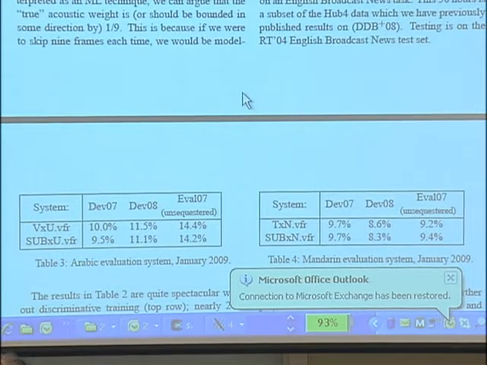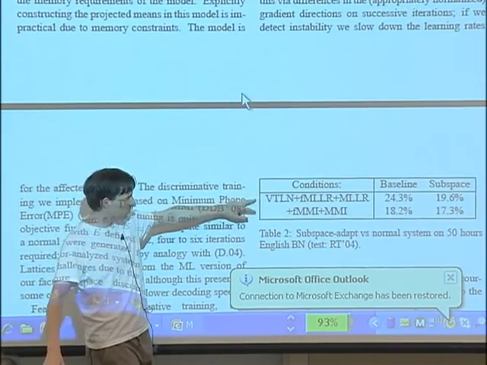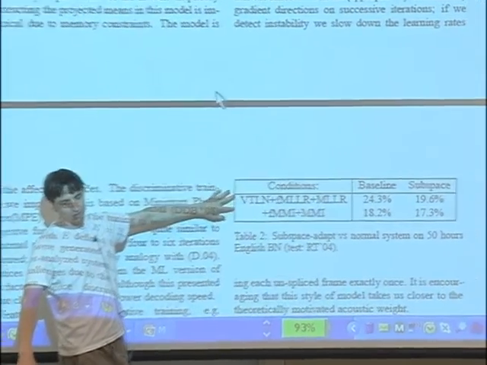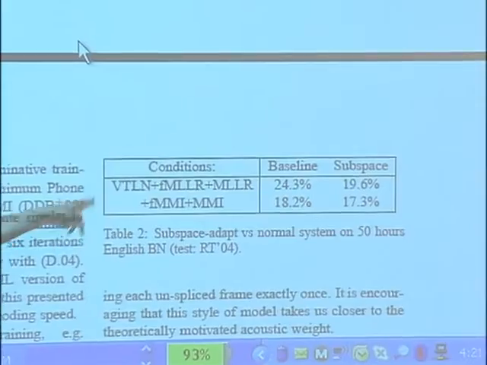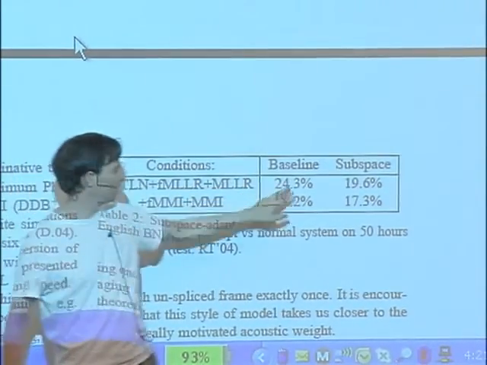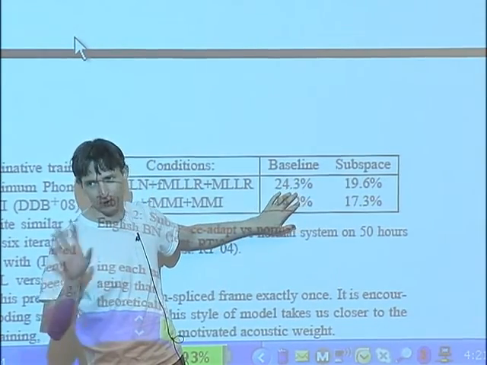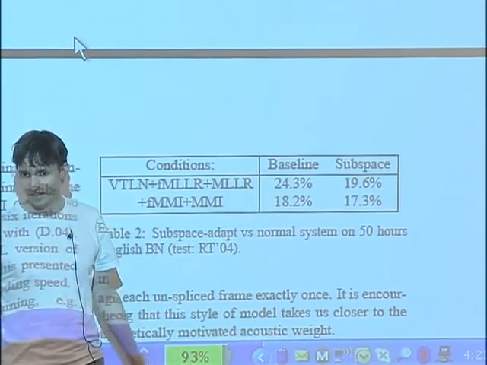And the improvements were much larger on this one. This is just a setup that we used for debugging scripts. It was quite well tuned though. The baseline here, a fully adapted baseline. Sorry, this is the baseline number. It's 50 hours of broadcast news. I forget what the eval was. Some standard NIST thing.